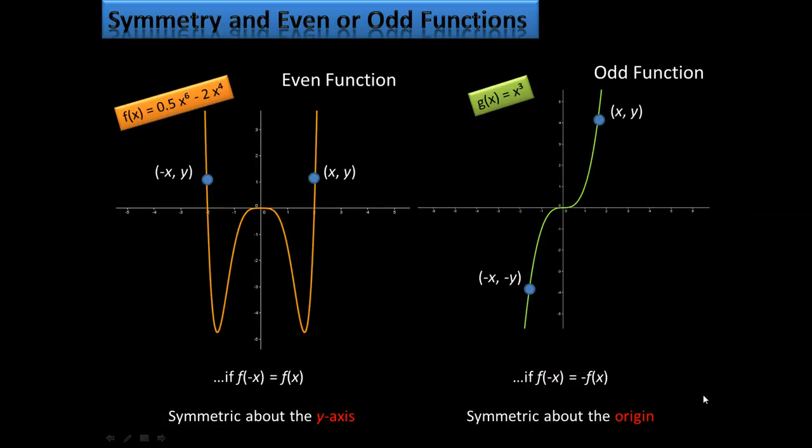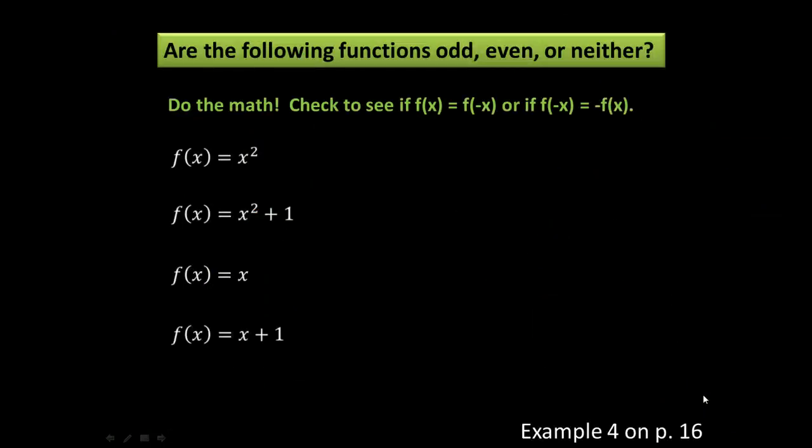Okay guys, I want you to try it out for yourself. We're going to determine if the following functions are even, odd, or neither. And I want you to do the math. We're going to see if f of x is equal to f of negative x, which would make it even, or if maybe f of negative x is equal to the negative of f of x, making it odd. And if neither of these things are true, then the function is neither even nor odd.